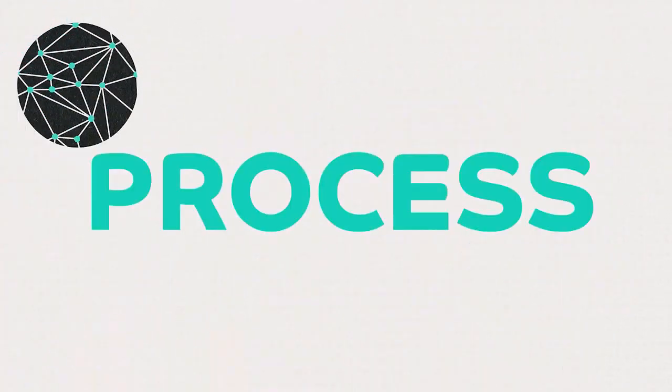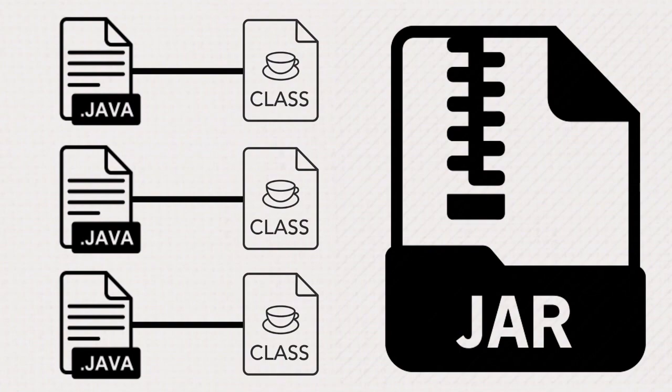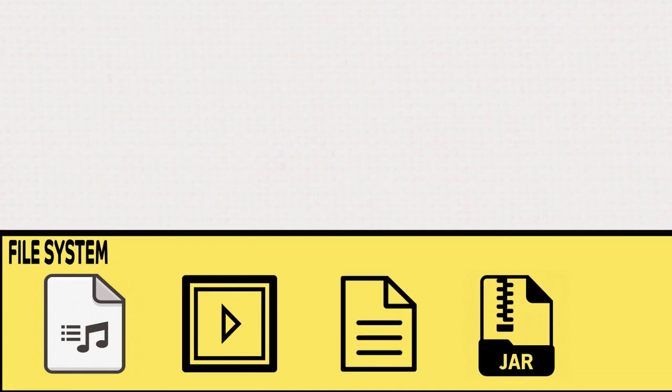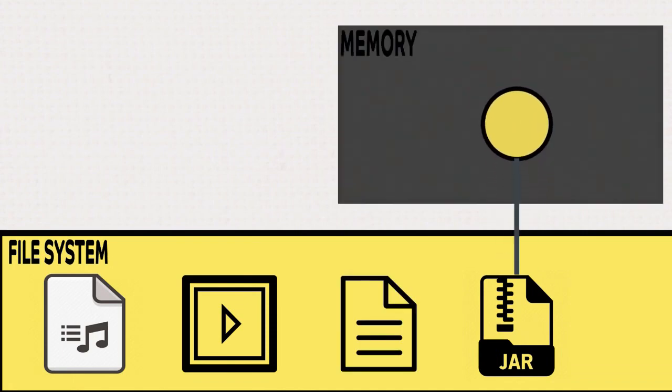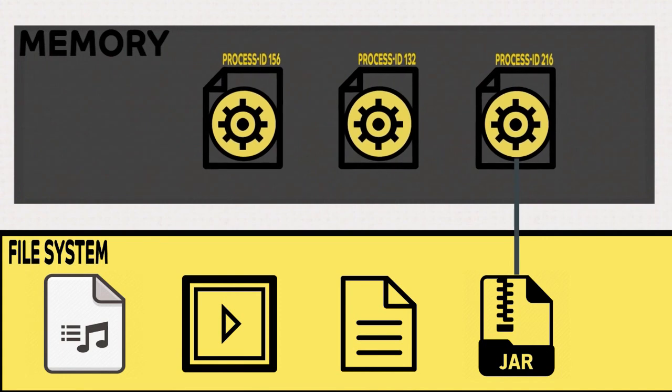Let's talk about process. When you compile a Java application, it becomes a class file. A jar file is the container of all the class files, and this gets stored into your file system, just like any audio, video, and text files. When you launch the application, the operating system creates an instance of that application in the memory. And that instance is a process, which is completely isolated from any other processes running in the computer, be it the same application or instances of different applications.